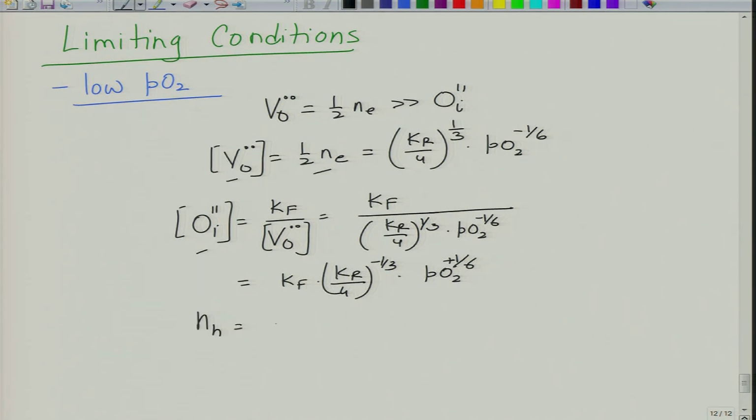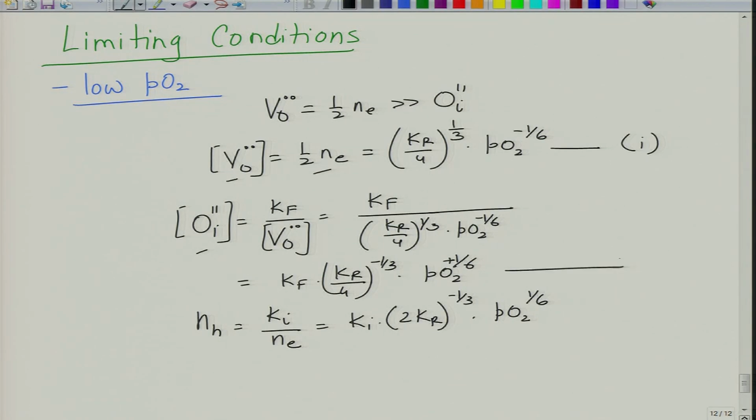NH. NH is equal to Ki divided by Ne, and this is going to be equal to Ki into 2 of Kr to the power minus 1 over 3 into PO to the power 1 over 6. So, we have determined the 4 expressions: the first for VO and Ne, second for OI, and this for NH.